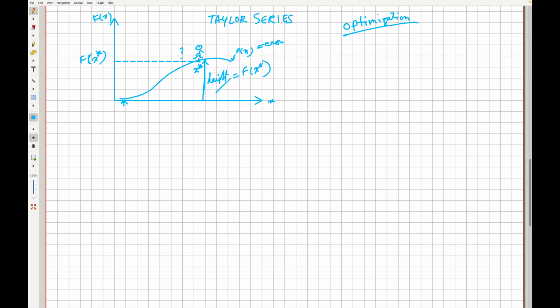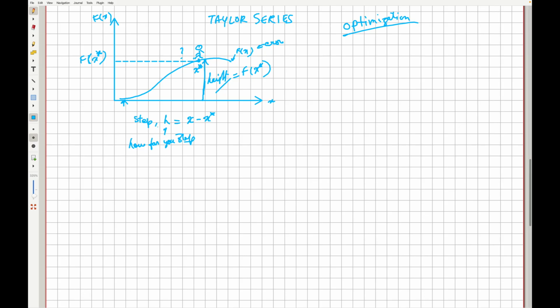Now we want to take a small step and we'll define that step as h. So h is our small step, and let's say we are going to step to a new position x. So our step size is going to be the difference between x and x star. So this h tells us how far we step.